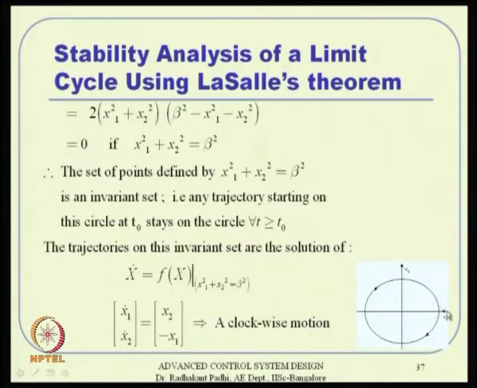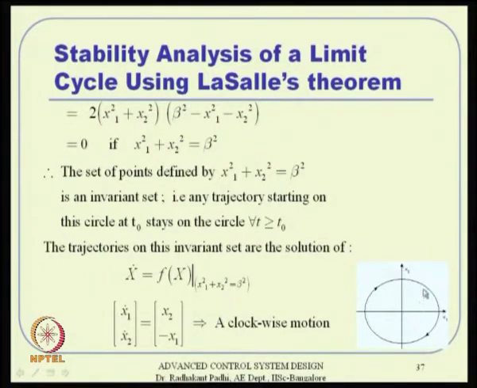If I plot that in the phase plane x1 and x2, then x1 and x2 are changing, but the way they interact with each other is such that this expression remains constant. As long as I satisfy x1 square plus x2 square equal to beta square, that is my expression. That means x1 will change like this: x1 dot is x2, x2 dot is minus x1. What does that tell you?